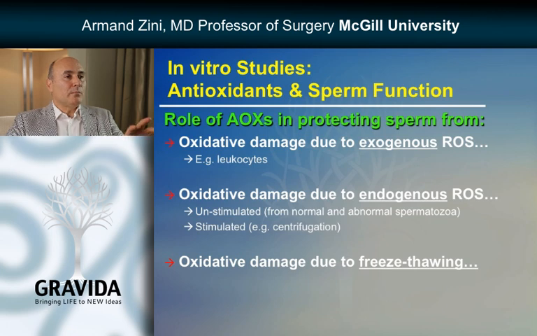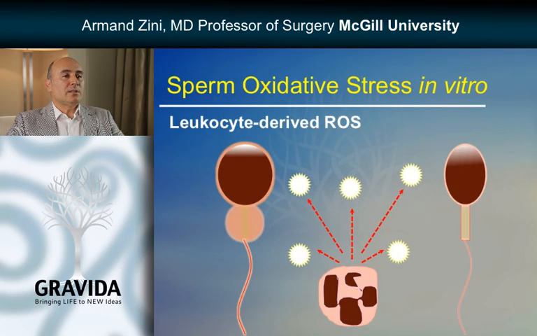Now, what I'd like to move on to is the role of antioxidants in protecting sperm in vitro from oxidative damage due to exogenous ROS, due to endogenous ROS, and due to freeze-thawing procedures. This is to support some of the data that we see clinically with the use of in vivo oxidants.